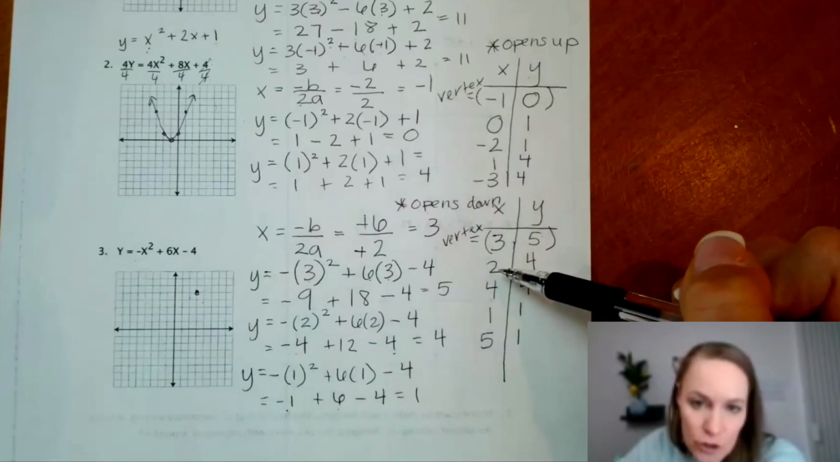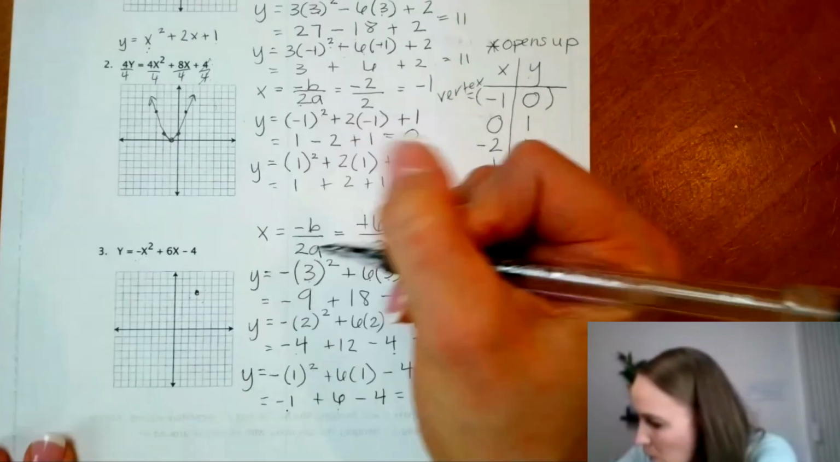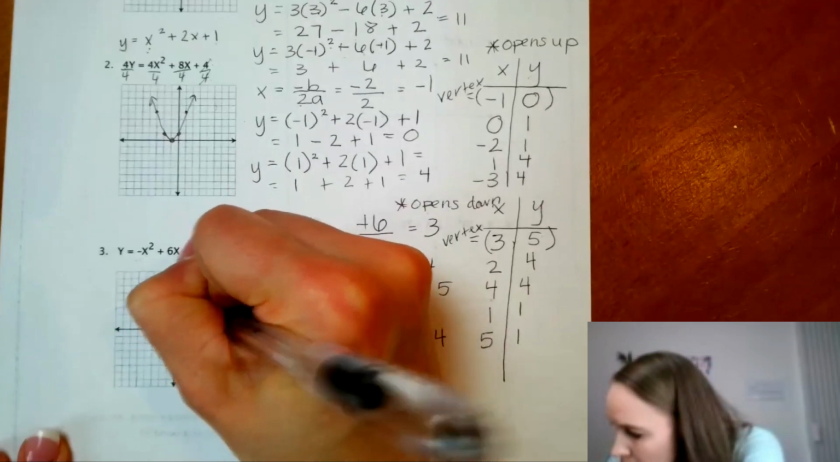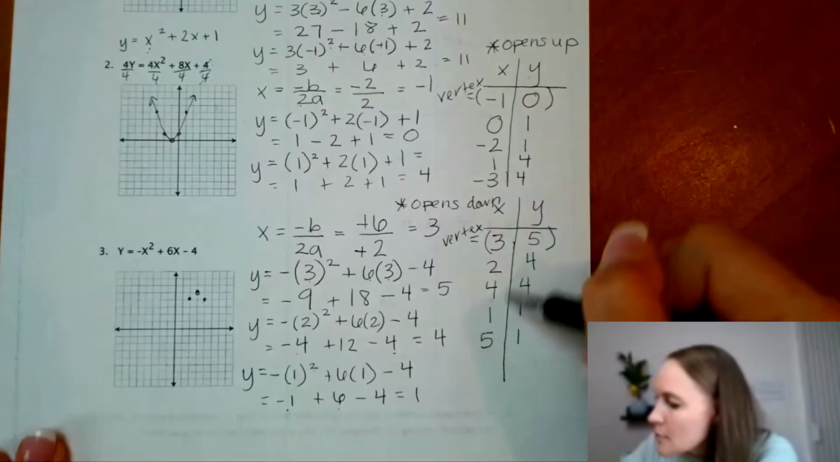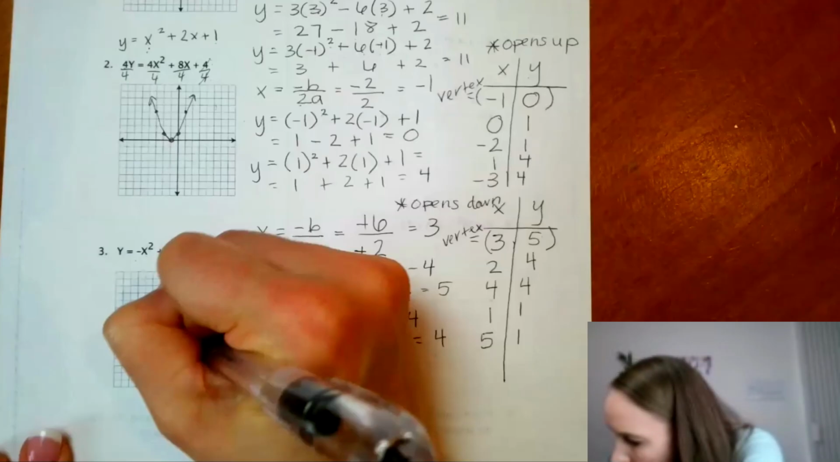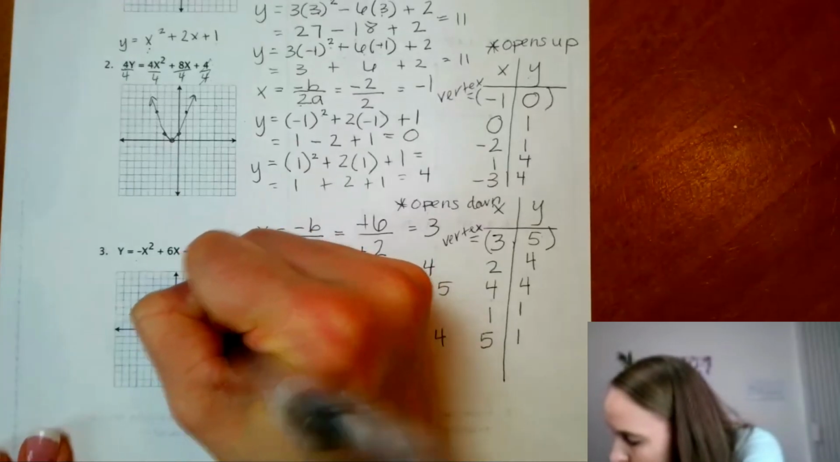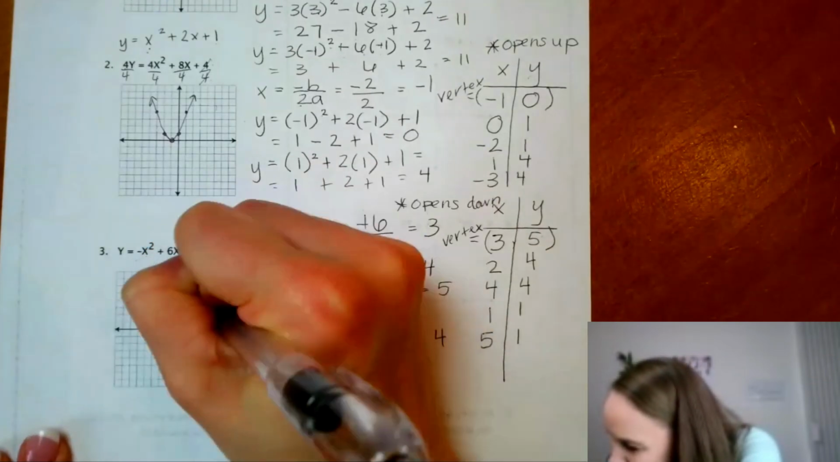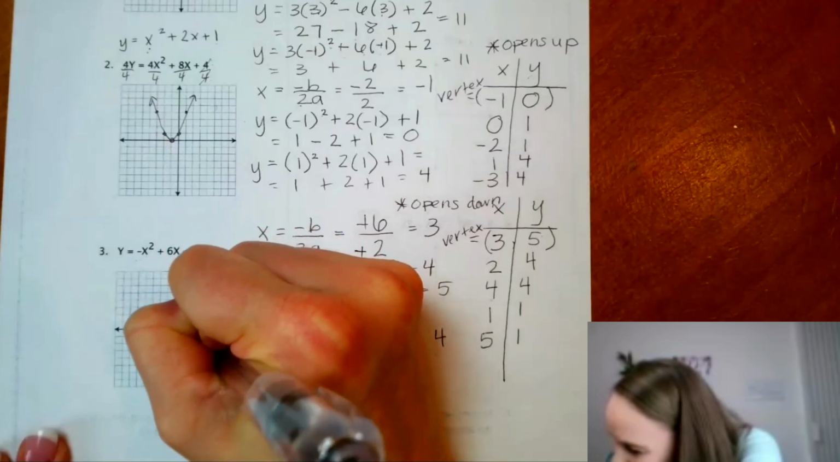Okay, we're going to graph 2 comma 4. 1, 2, 3, 4. And I graph the other side. I'm going to graph 1 comma 1 and graph the other side. And I have a very nice U shape here.